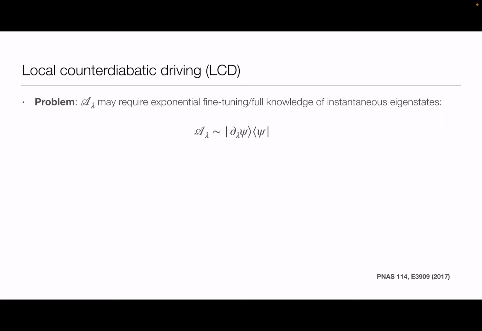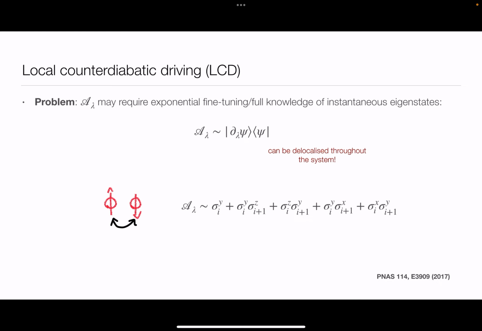So the adiabatic gauge potential may require sort of exponential fine-tuning throughout the evolution process. You need to know the entire system, all of its instantaneous eigenstates, in order to characterize it fully. And these terms can be highly delocalized throughout the system. To illustrate this, imagine that you have a spin chain. Now you start with a single spin. The adiabatic gauge potential, which is generally imaginary for real Hamiltonians, might be just a single local sigma y term.